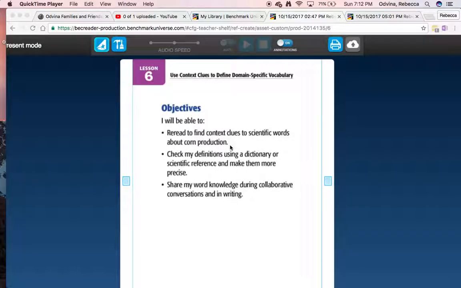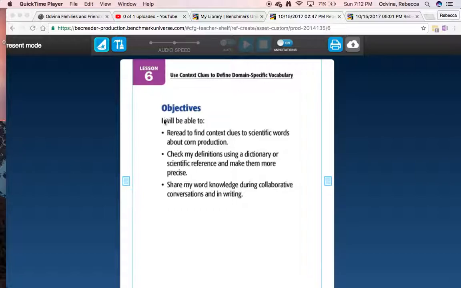We're ready to get our synapses snapping and our dendrites stretching. We're looking at how to use context clues to define domain-specific vocabulary. What that means is domain-specific vocabulary is scientific words.